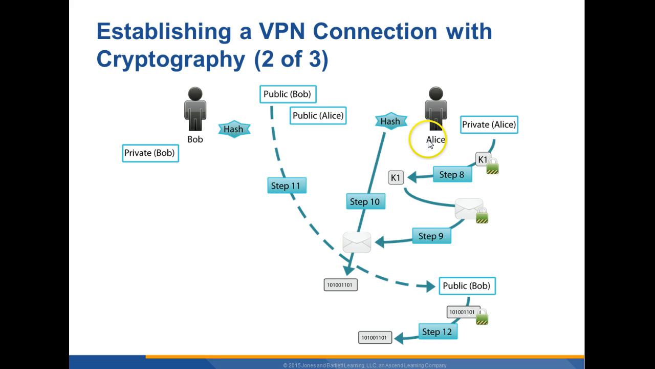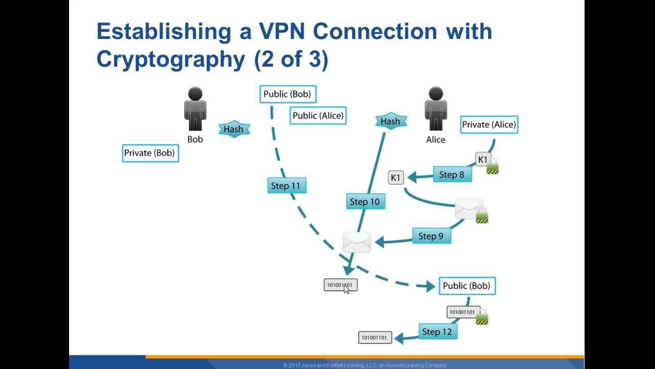In step 8, Alice is going to use her private key, because remember, Bob obtained her public key, which was created by her private key, so she's going to use her private key to decode the digital envelope to reveal K1. In step 9, she uses K1 to decrypt the message. In step 10, she computes the hash of the message and obtains the result.